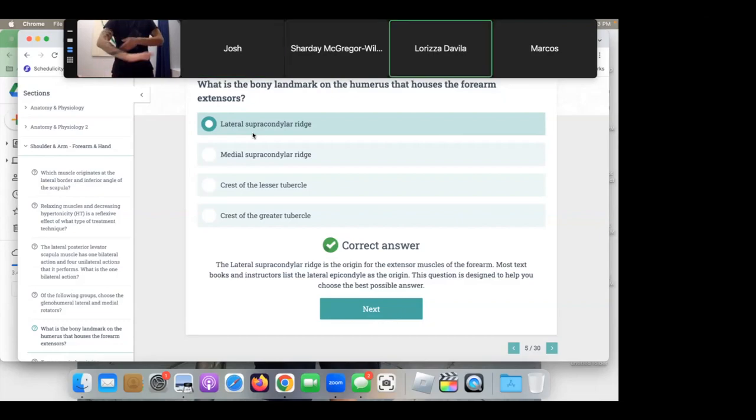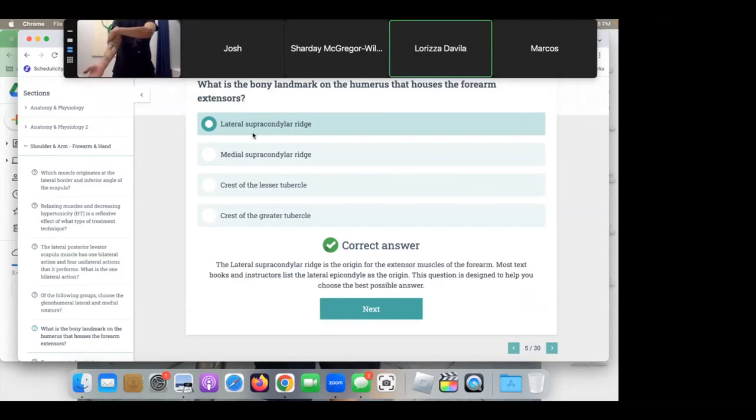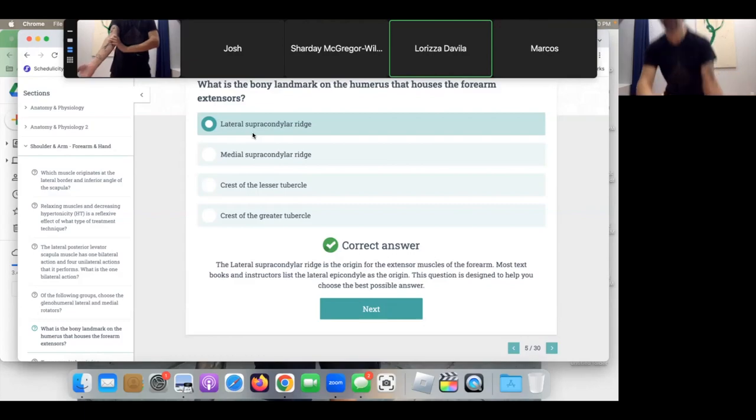So go like this. Yes, go like this if you're confused. Touch the extensors of the forearm, and then go in, and then keep your hand here as you go into anatomical position. And you'll see that this is lateral, I hope. This is medial. So it's the lateral supracondylar ridge.